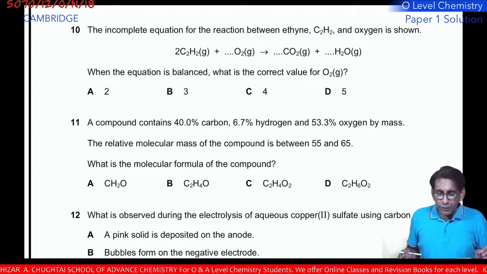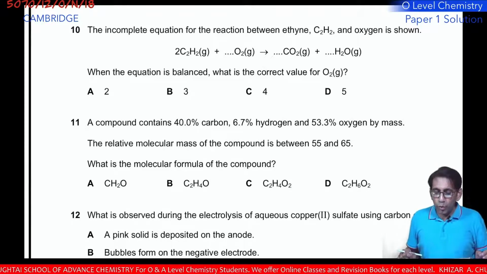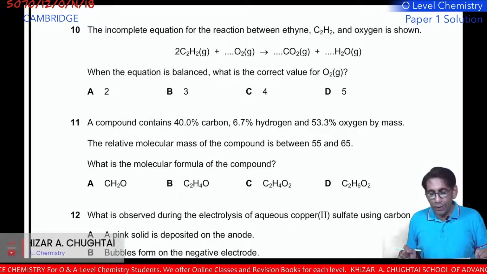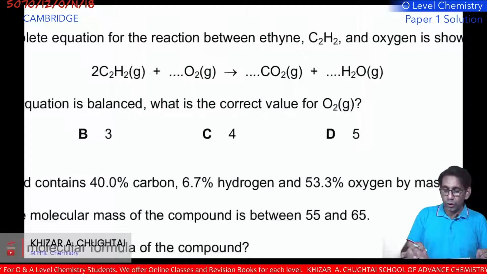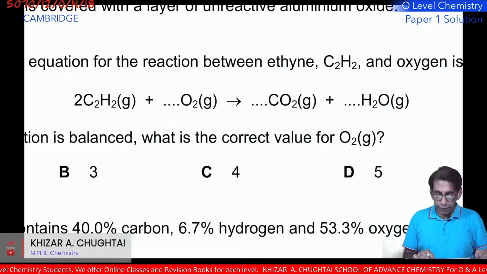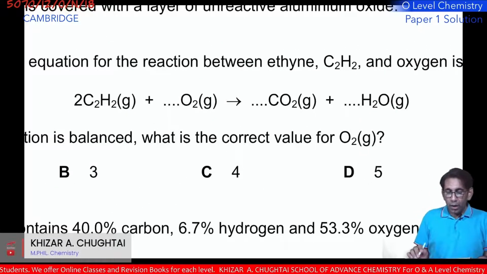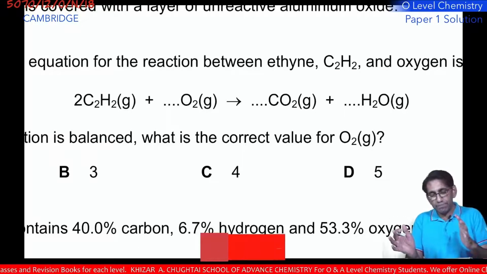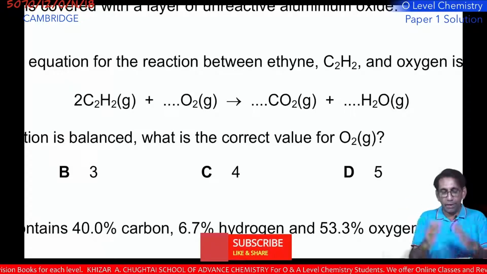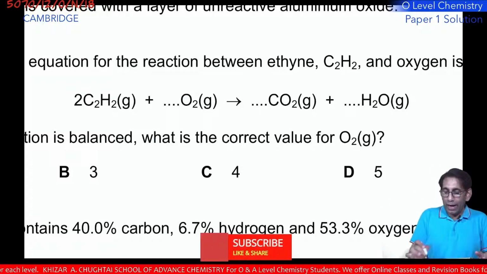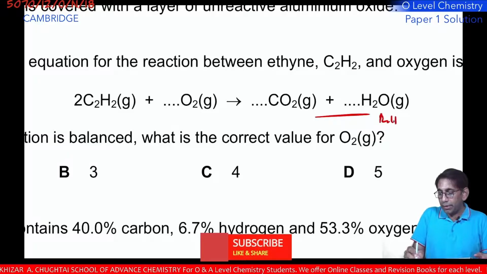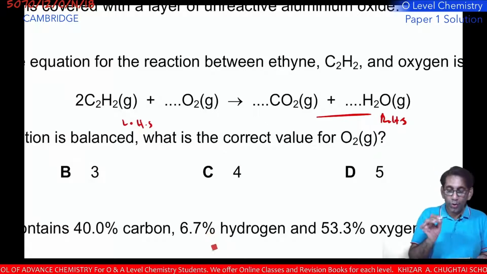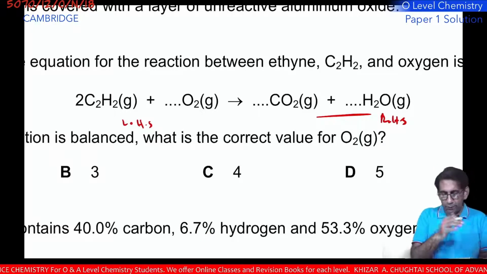The incomplete equation for the reaction between ethine, C2H2, and oxygen is over here. When the equation is balanced, what is the correct value of oxygen? So we are supposed to make this equation balanced. You can see how to balance. There must be an equal number of carbons, an equal number of hydrogen, and an equal number of oxygen on both sides. This is the right hand side and this is the left hand side, right? I'm starting from the left hand side.